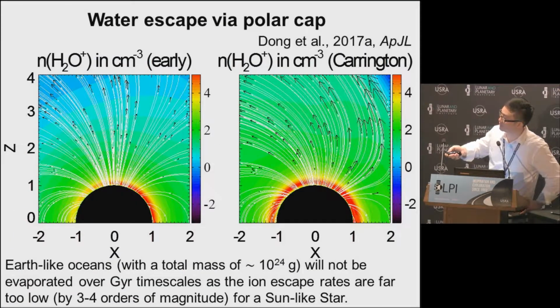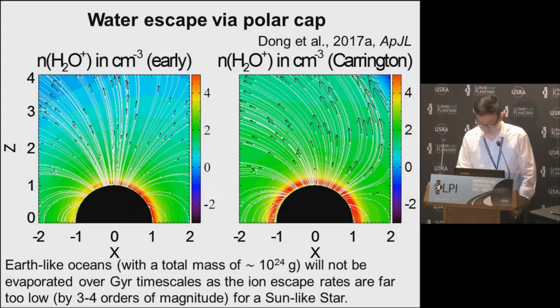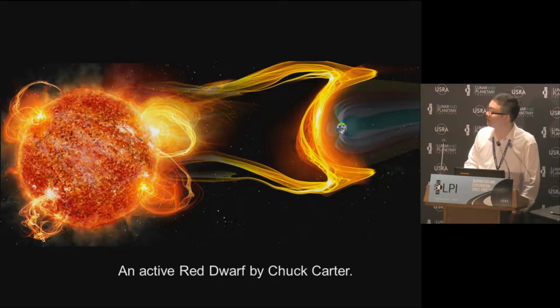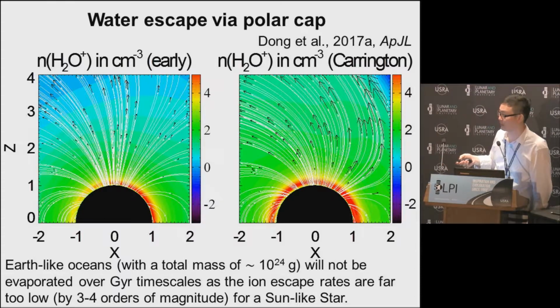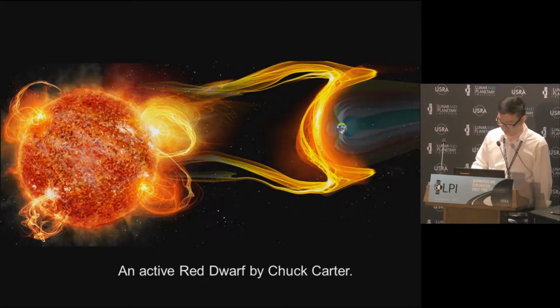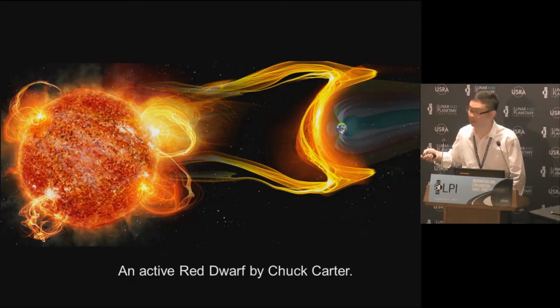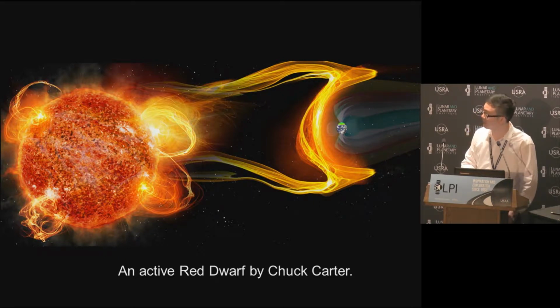This slide shows you exactly how those ions escape from the polar cap. During the space weather event, those ions have high velocity and there are more open field lines, so the ion escape rate was also enhanced. Fortunately, an Earth-like ocean will not be evaporated over a billion-year time scale, as the ion escape rates are way too slow for a sun-like star. However, the story may change for M-dwarfs, as the previous talk mentioned. The M-dwarfs are much more magnetically active.